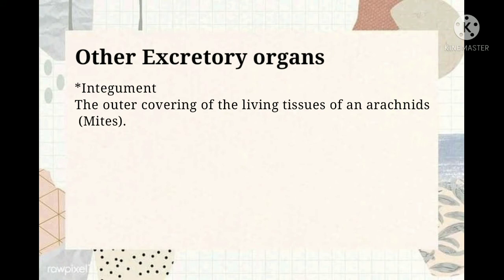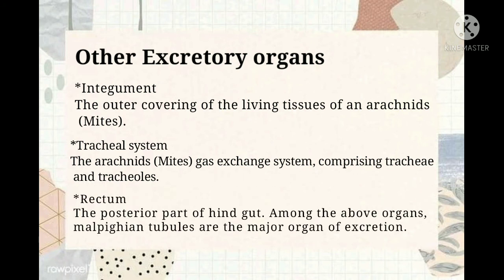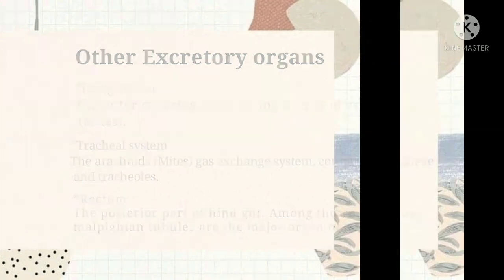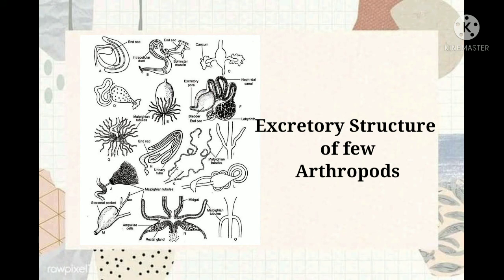Integument, the outer covering of the living tissues of an arachnid or mite. Tracheal system, the arachnid or mite gas exchange system, comprising trachea and tracheoles, and rectum, the posterior part of the hindgut. Among the above organs, Malpighian tubules are the major organs of excretion. These are the excretory structures of a few arthropods.